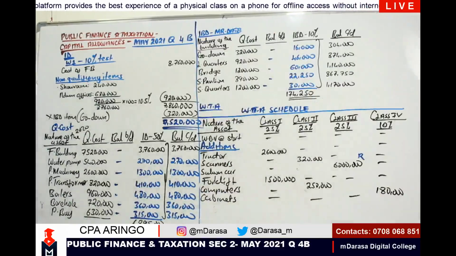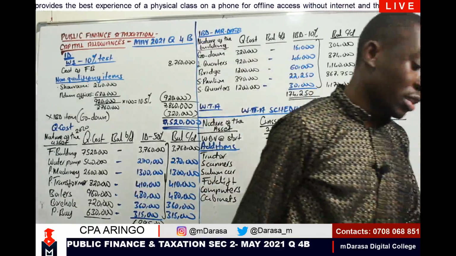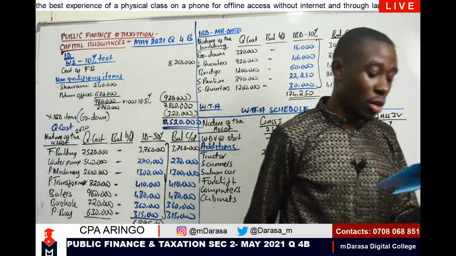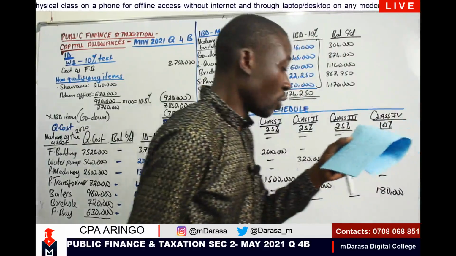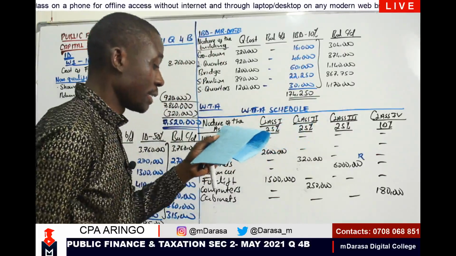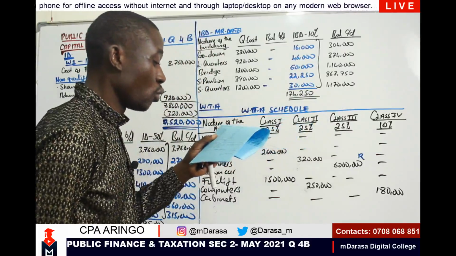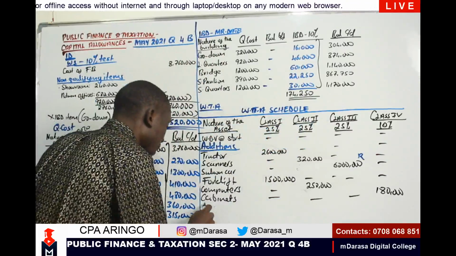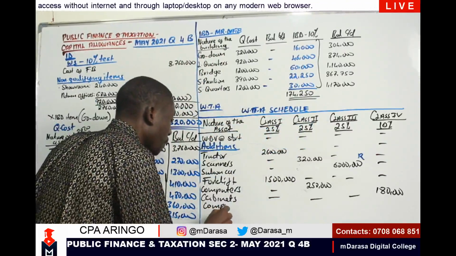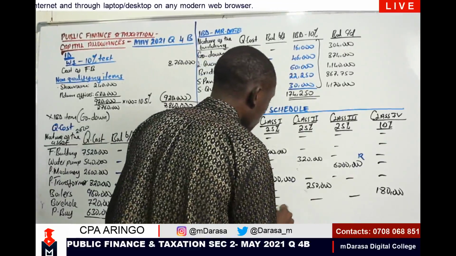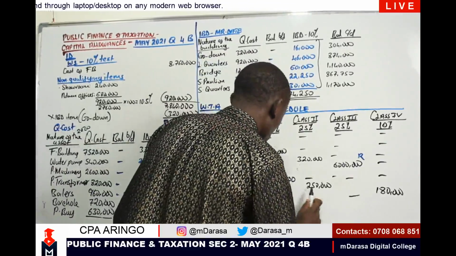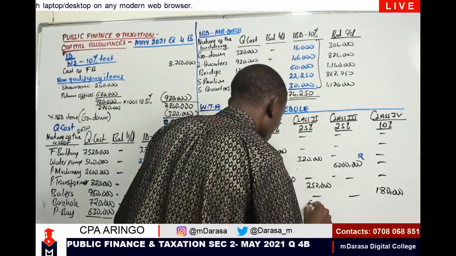Then any other element for WTA that I was given. If you look at our notes, that is note number 3. What were we told in note number 3? We are told that one of the computers was traded in on 10th November 2020 for a new one costing 68. So an additional computer by virtue of trading, an additional computer of 68,000.